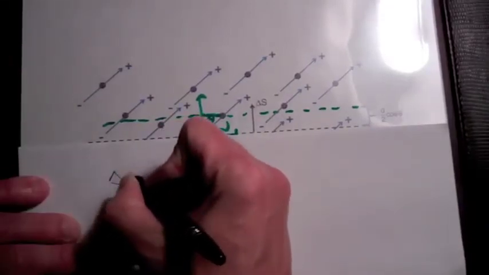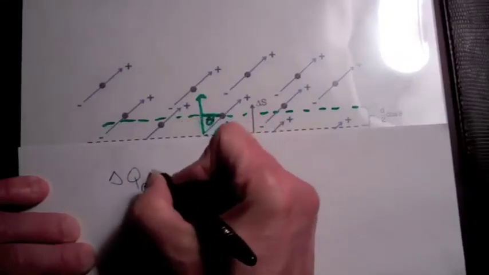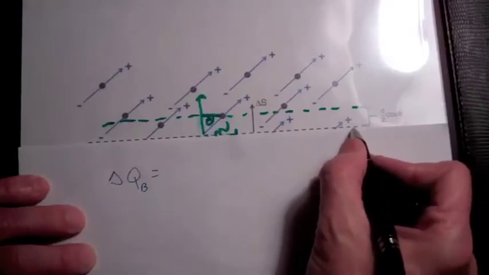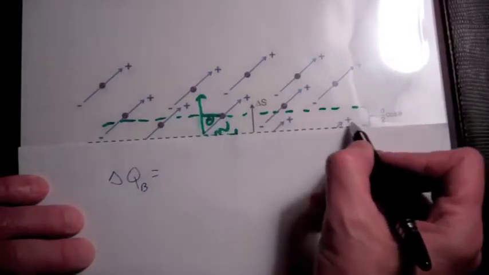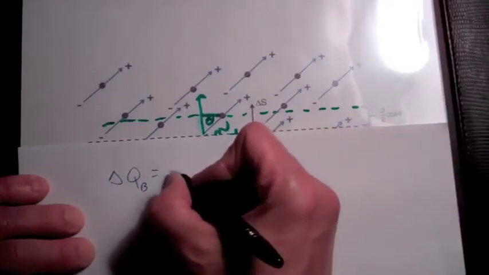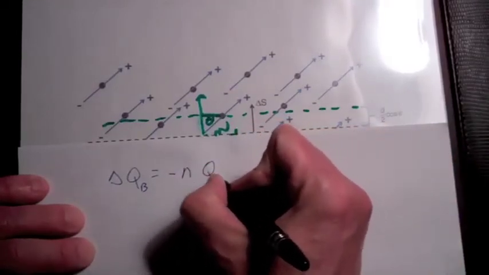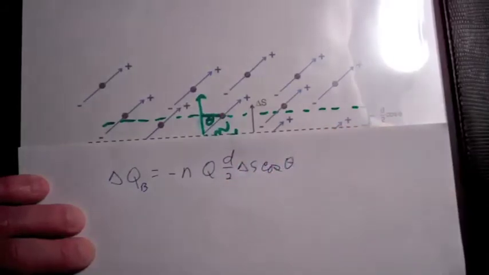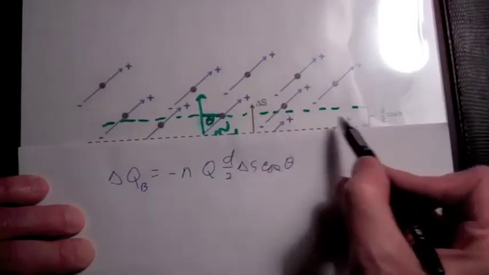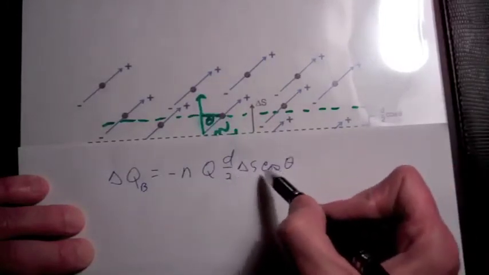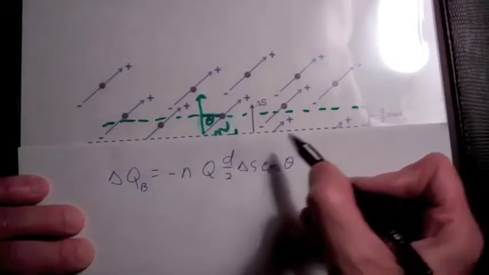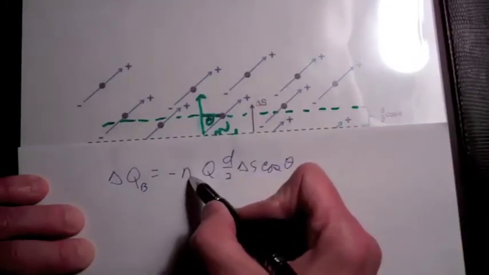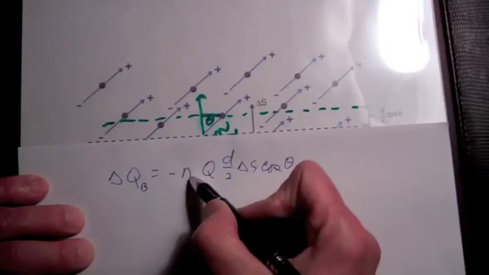So the change in charge in our enclosed volume through this one differential surface element delta S due to the atoms above will be minus nq d over 2 delta S cosine of theta. So the volume, which is d over 2 cosine of theta times delta S, times a minus q moving down through our surface element, times n, which is the number of atoms per cubic meter.